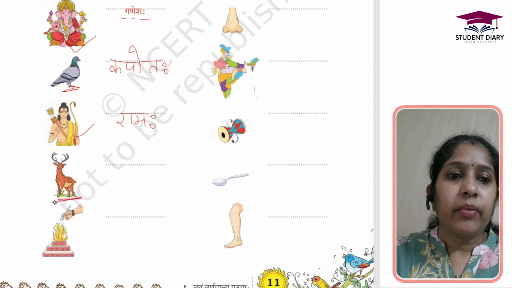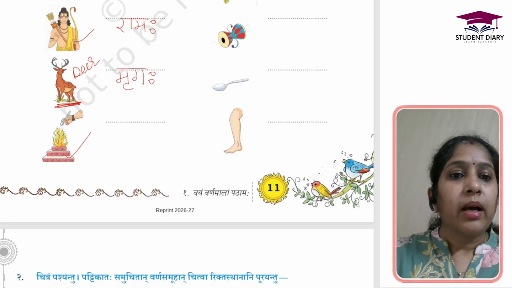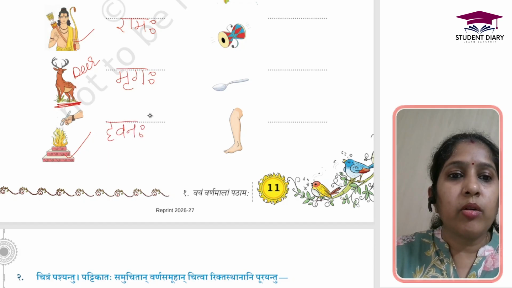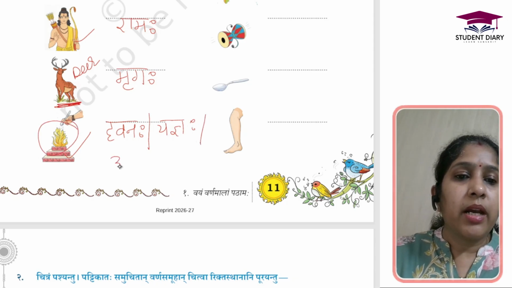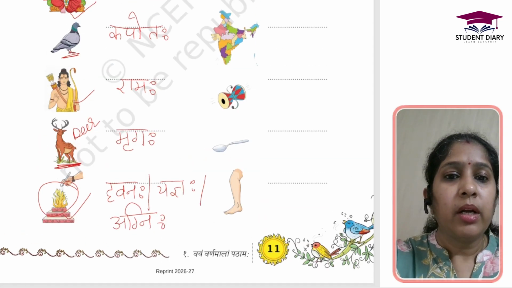Correct? This one, it is deer. So what do we say deer in Sanskrit? Mrugaha. Correct? And this is what it is. Havanaha. There can be different names for it. You can say Havan also, so you can say Havanaha also. You can say Yagyaha also. And you can say only fire also, so you can say Agnihi also. Okay, anything is fine because they have not given us any particular words.